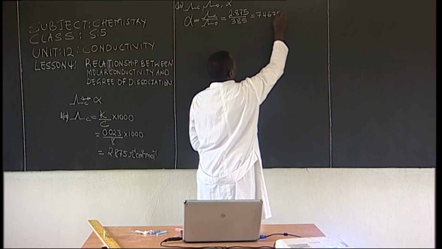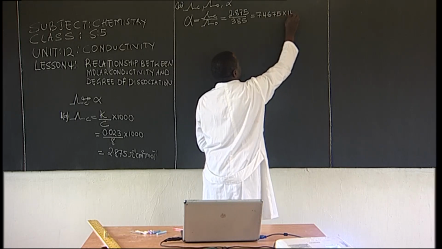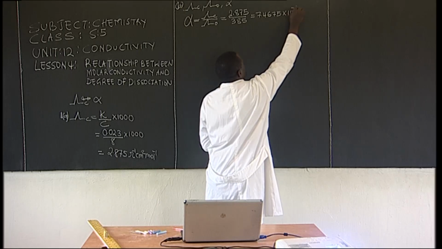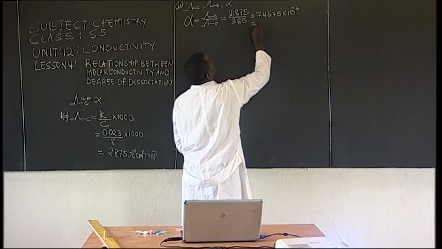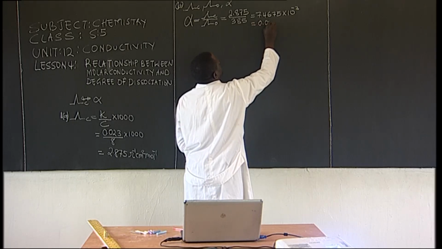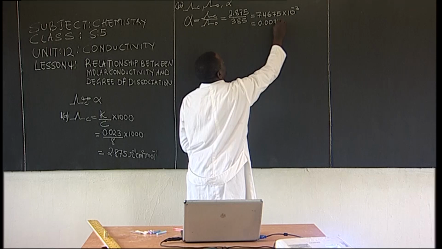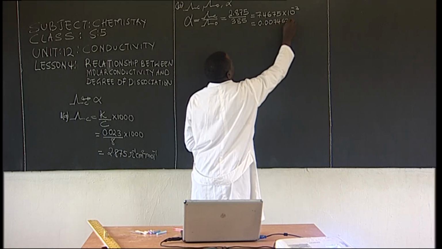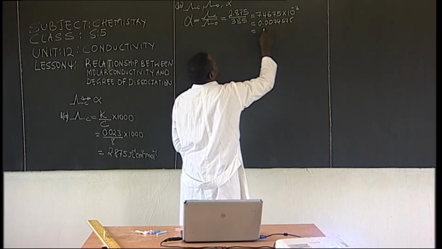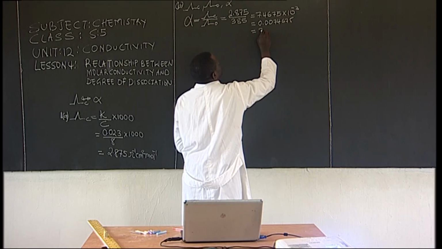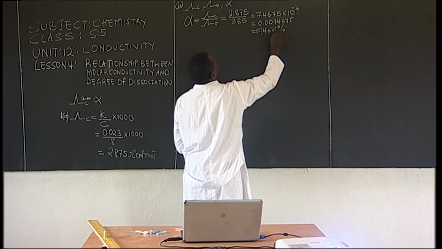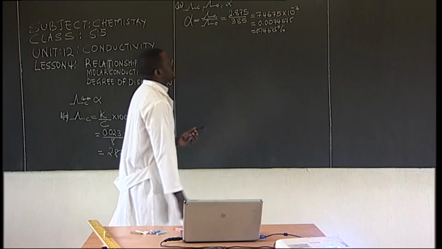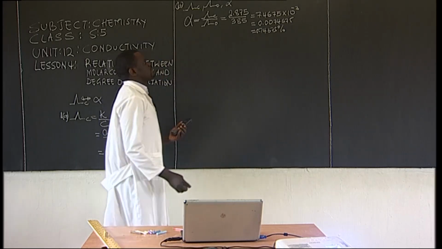I always encourage students to write many decimal places, like 4 at least, to make sure we get accurate values. Because it is degree, you can even say 0.0074675. If they tell you in percentage, it will be 0.74675 percent, multiplied times 100. Percentage degree of dissociation.